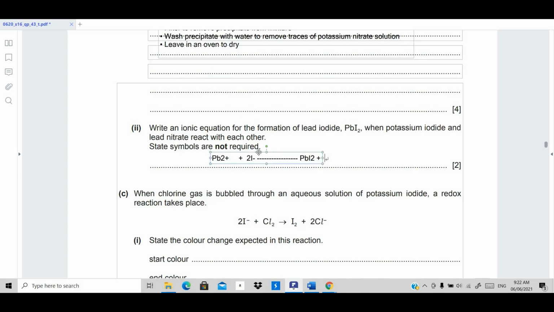Okay, now moving on to part C. When chlorine gas is bubbled through an aqueous solution of potassium iodide, a redox reaction takes place. What is a redox reaction? Redox reaction means that both oxidation and reduction take place at the same time.